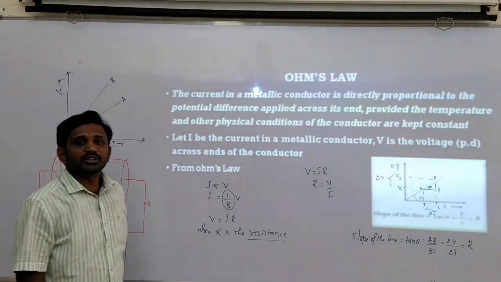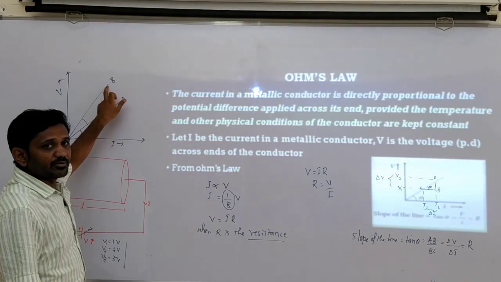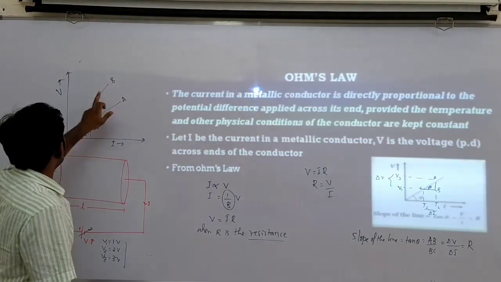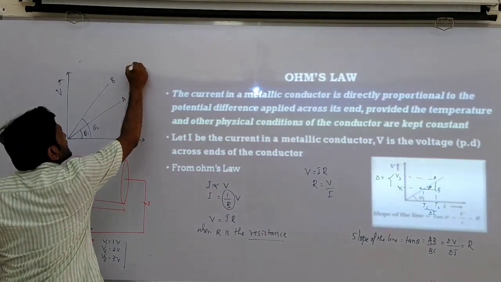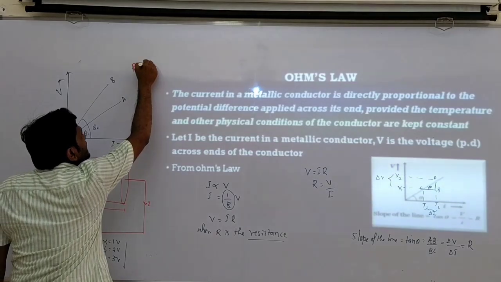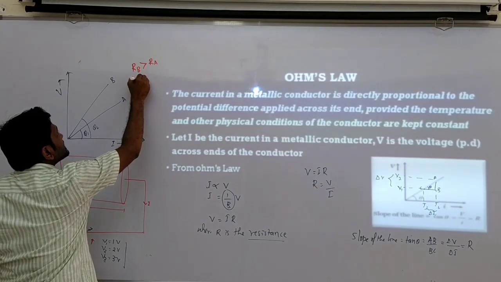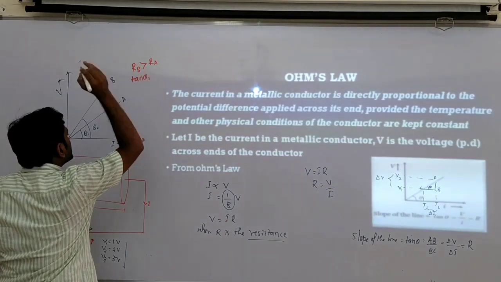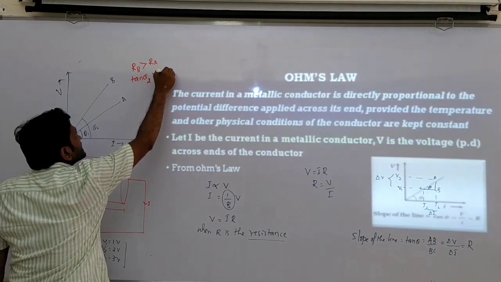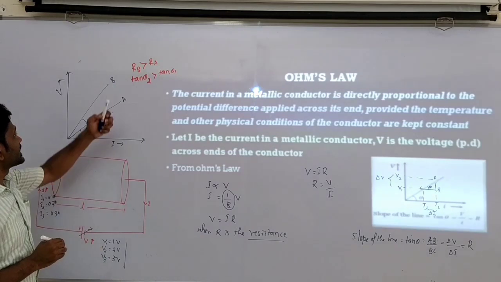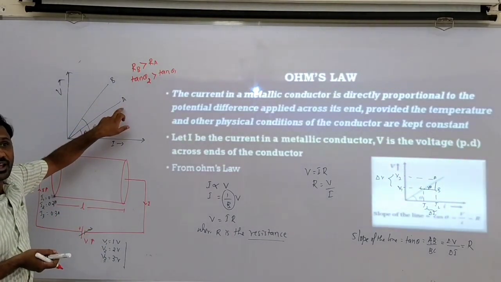Which one is having more resistance? Material B has more resistance because the slope of B is more. That's why we can consider RB is greater than RA, because tan theta 2 is greater than tan theta 1. That's why we can conclude that the resistance of material B is greater than the resistance of material A.